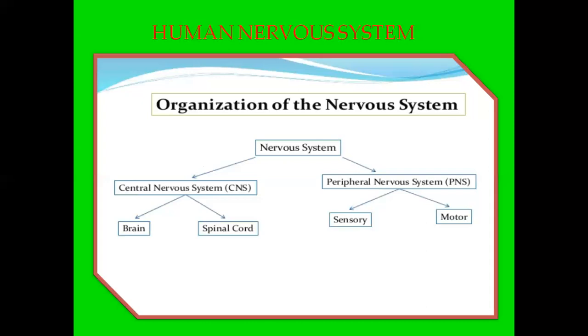Now, all these parts, the nervous system, central nervous system, and peripheral nervous system, are made up of neurons. Now we will learn about the neuron. What is a neuron?